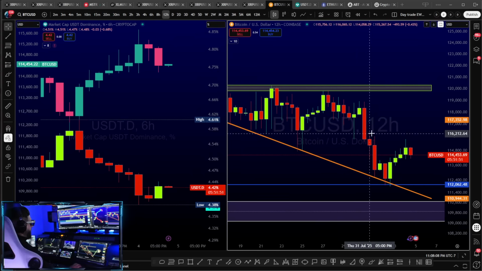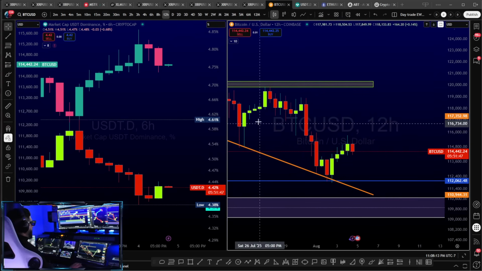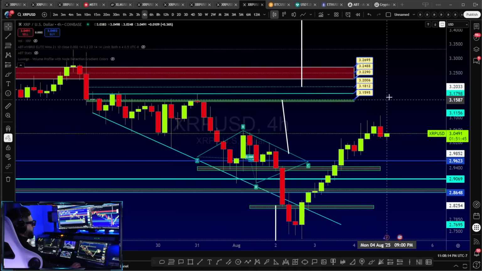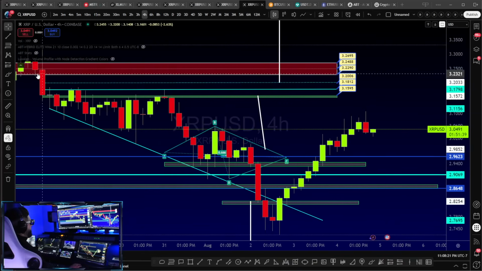We are looking at the current price action of BTC at 114,449 at present, and XRP is currently sitting at $3.0491. It's looking pretty good, right? So this is the chart. This is the chart.